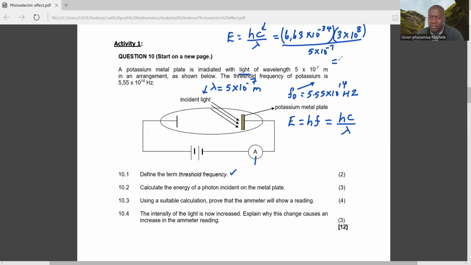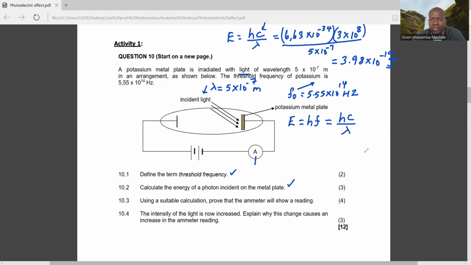So this will give us the energy of photons. If we round to 2 decimal places, it will be 3.98 times 10 to the power minus 19 joules. It's an energy, so it should be measured in joules. So now we know the energy of photons, but we can still calculate using the frequency. However, we'll have to convert from wavelength to frequency, but it's just a waste of time based on the question.